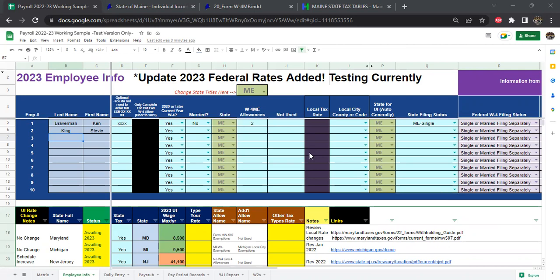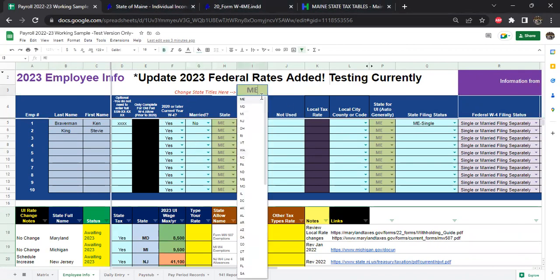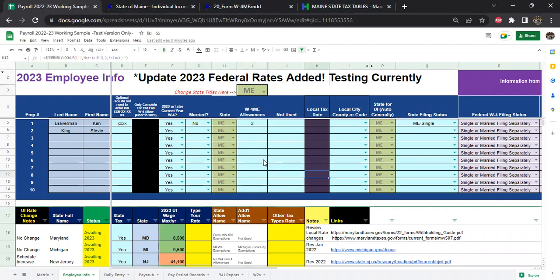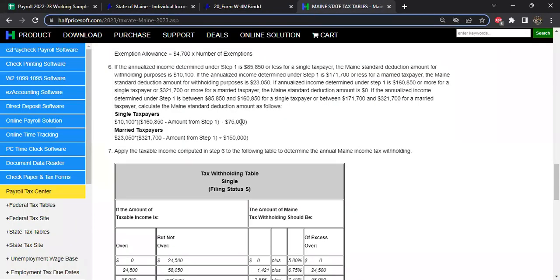One of the reasons why I create this big, huge 50 state payroll application in Google Sheets and Microsoft Excel that can really run your small business is because I had to do it as a form of work years ago in order to manage this. But I also built it for everyone else because it's so easy to use once you get all the formulas updated. We're going to talk about Maine because I was able to find a source to update Maine's rates for 2023. And I want to talk about that source, which is halfpricesoft.com.